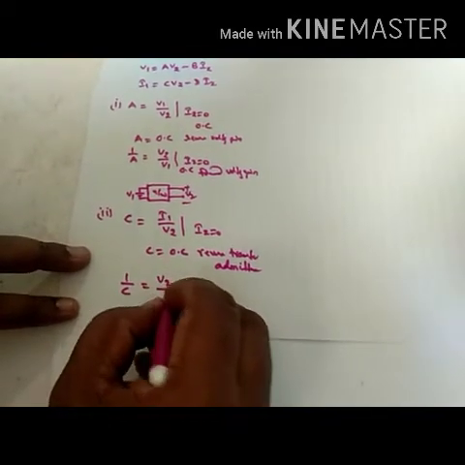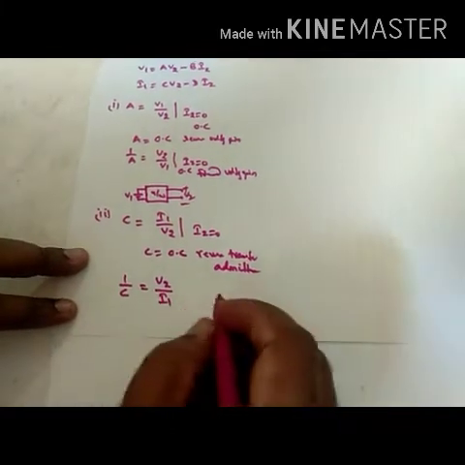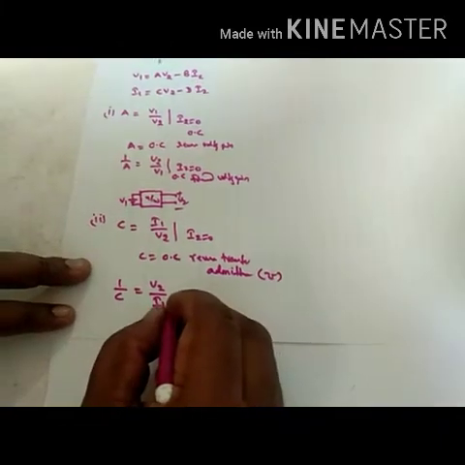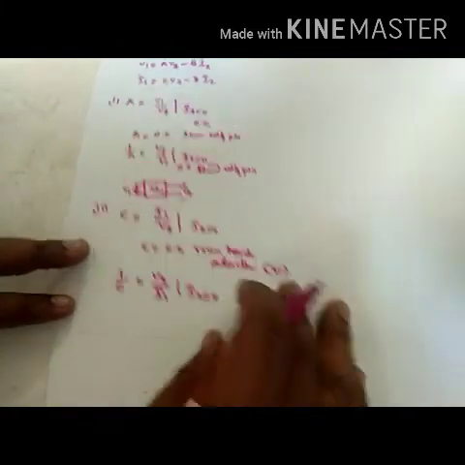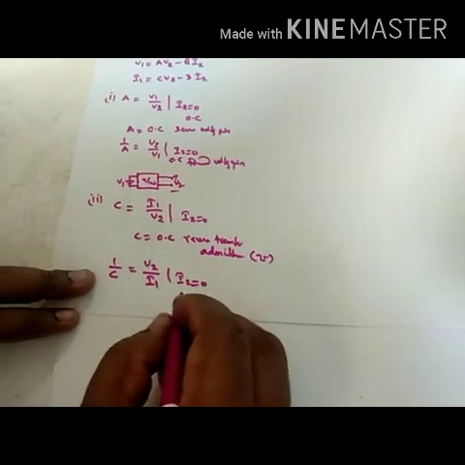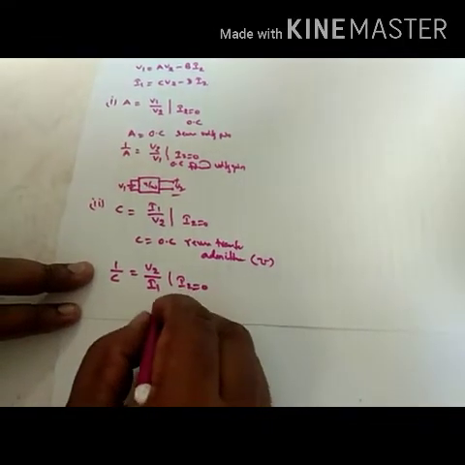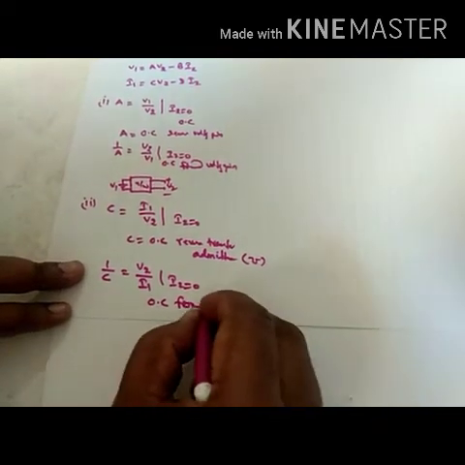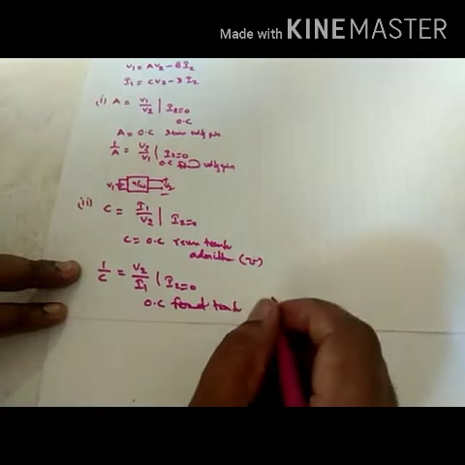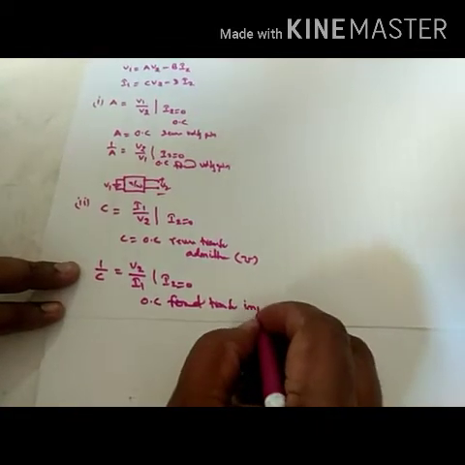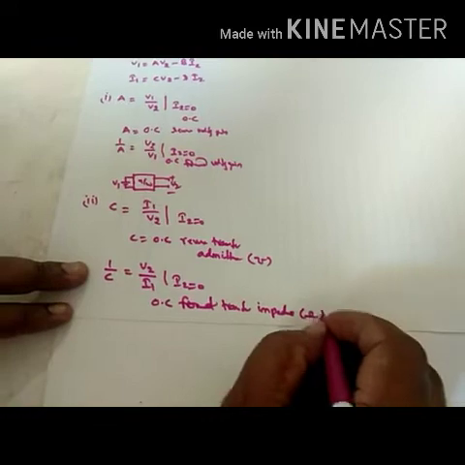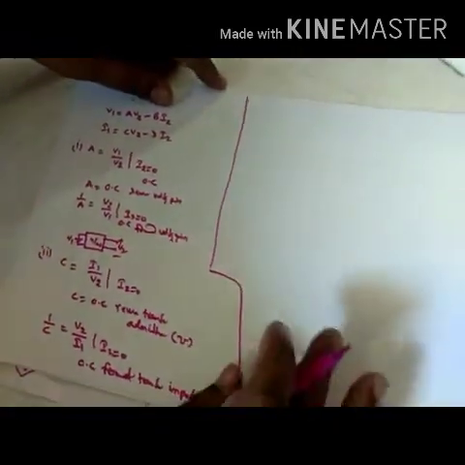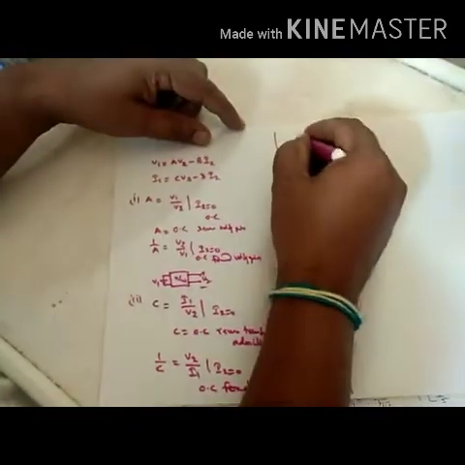Now it is better to find 1 by C also. 1 by C is equal to V2 by I1. V by I. Okay, here the units are mhos. Here I2 is equal to 0. So voltage by current, that is impedance. Open circuit forward transfer impedance in terms of ohms. Right, these are the A and C.